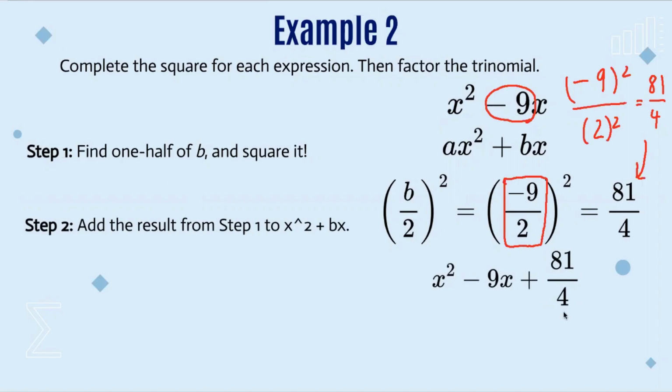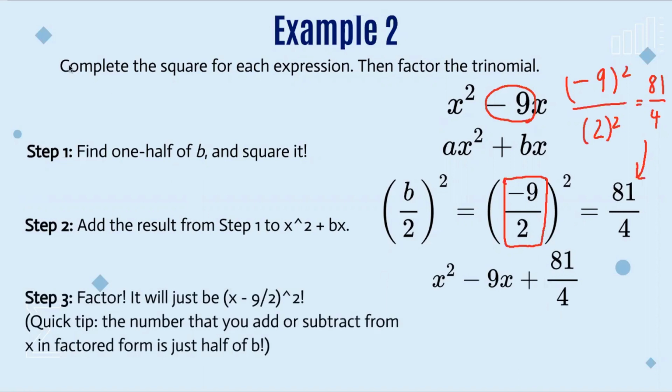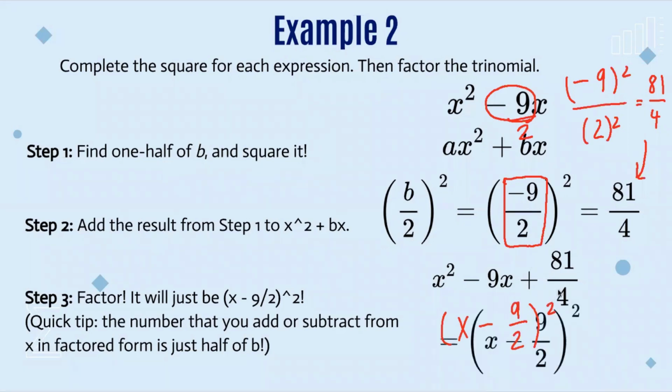Looking at your c value, it is a fraction, and it's definitely a little bit more complicated to factor out fractions. So I'm going to use that tip that I gave in the previous slide. So the number that you add or subtract from x in factored form is just half of b. So in this case, b was negative 9, so it's just negative 9 over 2. And your factored form would just be x minus 9 over 2, and then squared. And there's your final factored expression. And if you were to FOIL this out, you would see that it does indeed equal this trinomial right here.